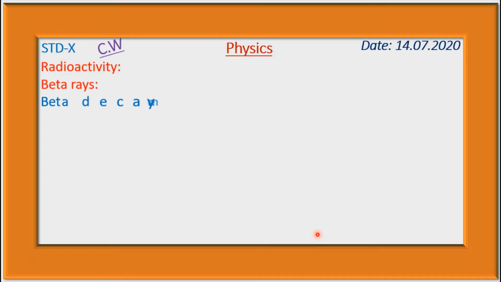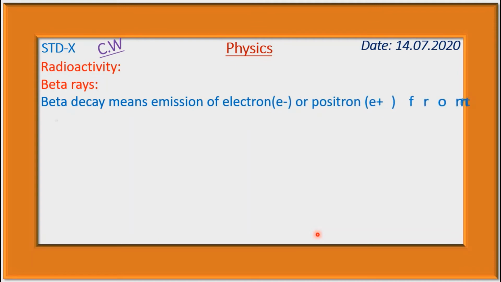Beta rays. Beta decay means emission of an electron or positron from the nucleus of the radioactive atom. We know radioactive atoms emit alpha particles, beta particles and gamma rays. Alpha means the helium nucleus, and beta means emission of an electron from the nucleus of the atom. And there are two types of beta decay, positive beta decay and negative beta decay.